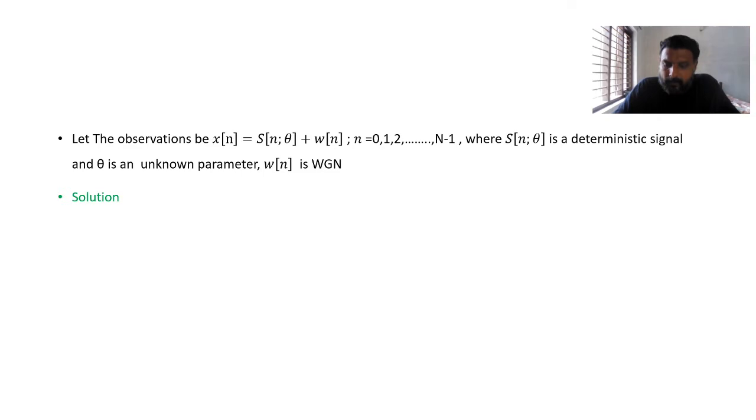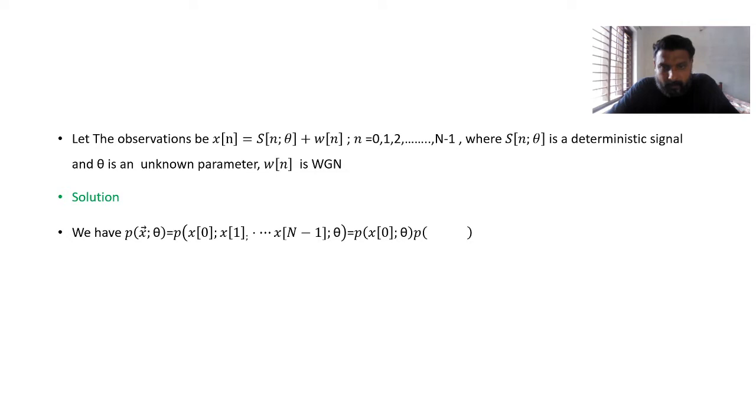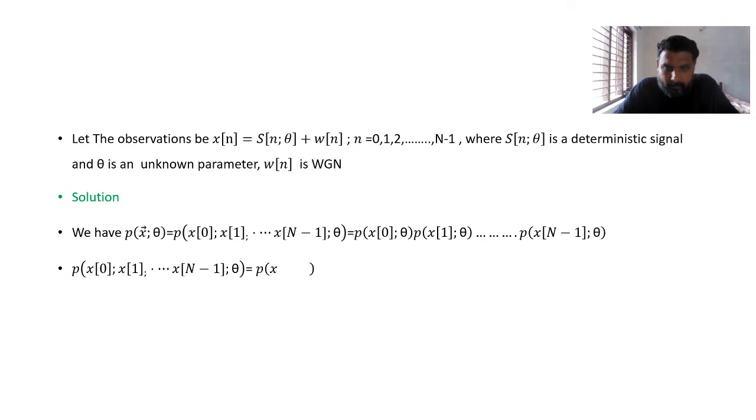As we know, we have p of x theta is nothing but p of x of 0, x of 1, etc., x of n minus 1 of theta. In general, I can write this in the form of p of x of 0 of theta, x of 1 of theta, x of 2 of theta, etc., x of n of theta. That can be rewritten in the form of p of x0 of theta, p of x1 of theta, etc., p of x n minus 1 of theta.